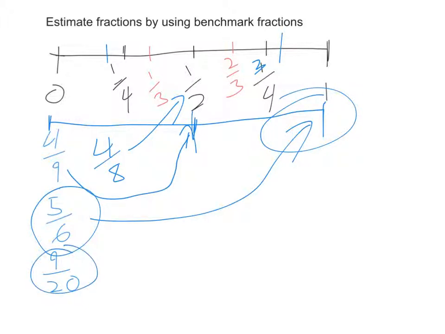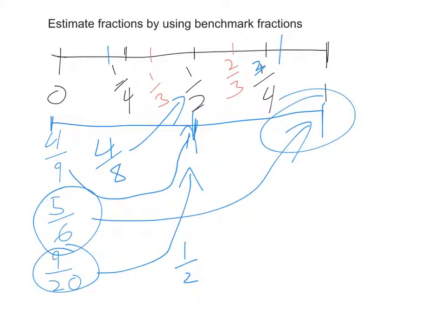9/20 is another one like 4/9, where you're thinking, if I had 20 equal spots, I know 10 would be halfway, so 10/20 is half, and 9/20 is close to half. So 9/20 would fall right about 1/2, and it's going to be a little bit less, because 10/20 is 1/2. Yep, that's all the ones I had on that one.